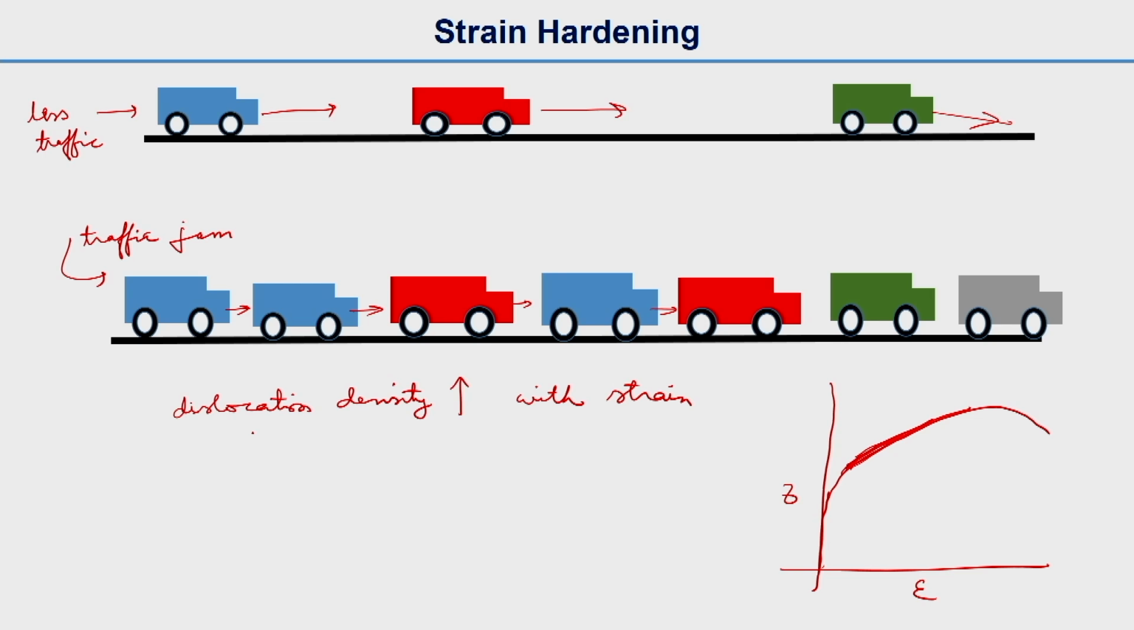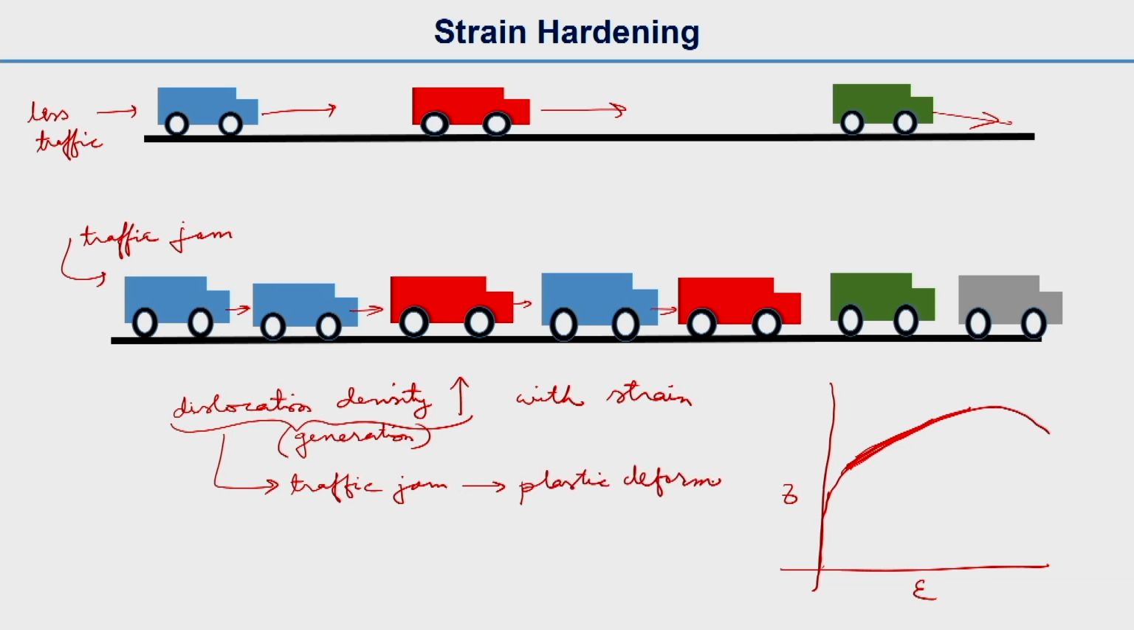Similarly, when you strain more and more, dislocation density will increase because of dislocation generation. One of the generation mechanisms is the Frank-Read source. So, dislocations will generate and dislocation density will increase. This increase of dislocations means a traffic jam kind of situation. That means the plastic deformation is more difficult, and that means the strength increases.